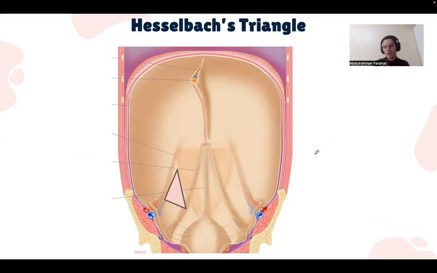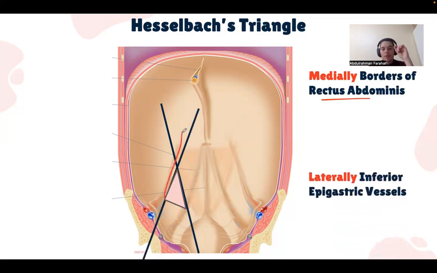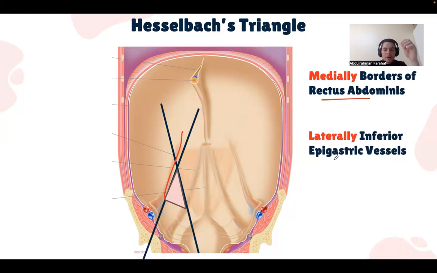Now also Hesselbach's triangle. Hesselbach's triangle is used in surgeries to find where the canals are and where the hernias are. So it's like a waypoint. How do they draw it? First of all, you have this line right here, which represents the rectus abdominis. So medially, you'd have the rectus abdominis. And then laterally, you can see these vessels we just spoke about, the inferior epigastric vessels laterally, right?